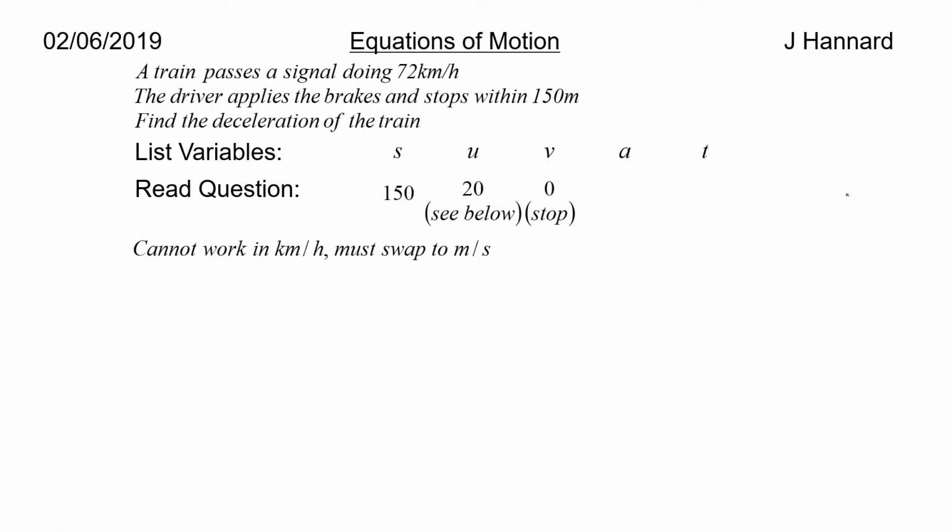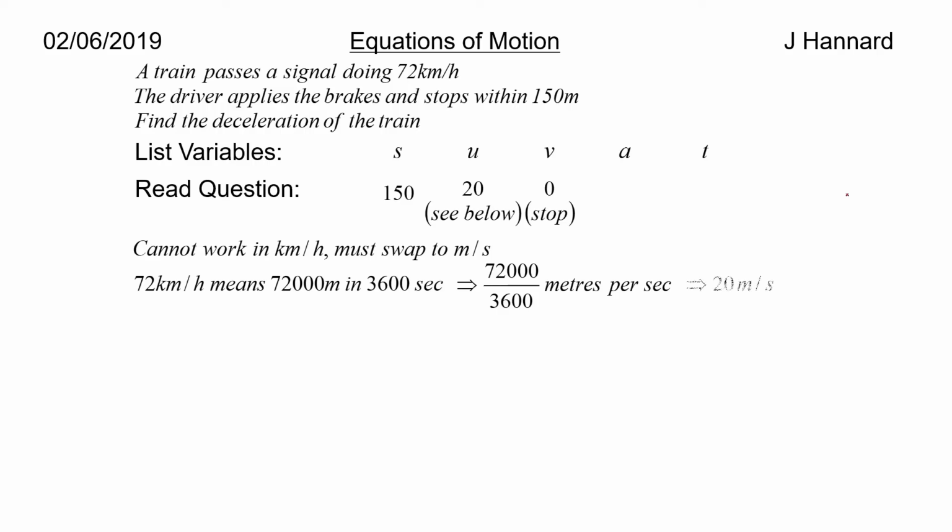We want to find the deceleration of the train. So we cannot work in kilometers an hour. We must swap to meters per second. That's why it's 20, because we need to convert from 72 kilometers an hour to meters per second. So 72 kilometers an hour means 72,000 meters in 3,600 seconds. So we divide the two and we get 20 meters per second.